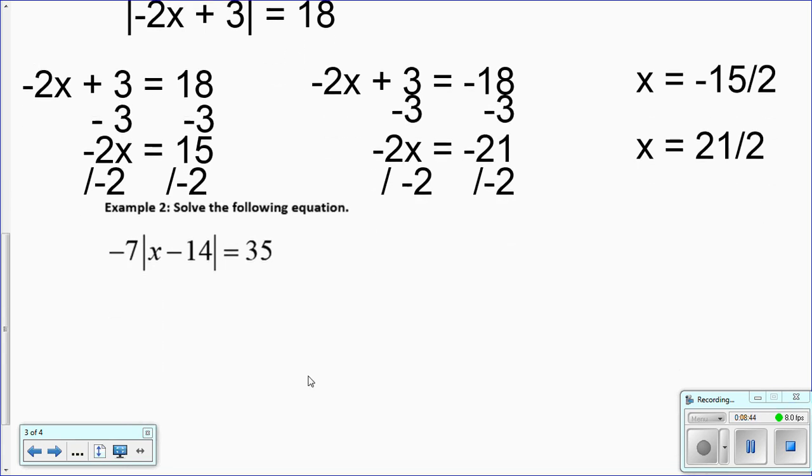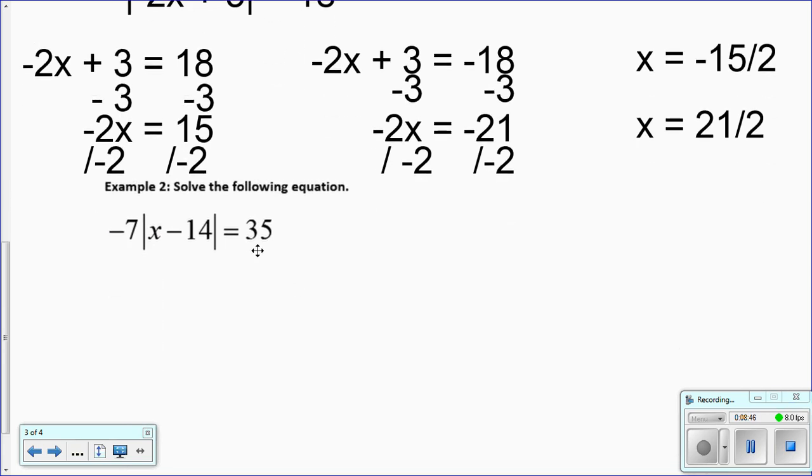Okay? So moving on to this example, which I did do correctly, I know that. I am still trying to get the absolute value by itself. So I need to get rid of this times negative 7. So I divide both sides by negative 7. And now I get the absolute value of x minus 14 is equal to negative 5.